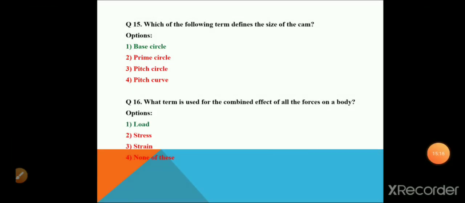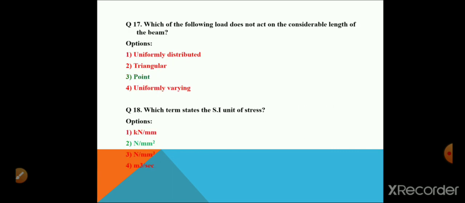Which of the following terms define the size of the cam? Always base circle. Okay, that is option 1, which is correct. Then question number 16: what term is used for the combined effect of all the forces on a body? The combined effect of forces we can term as combined load. Okay, let's go to question number 17.